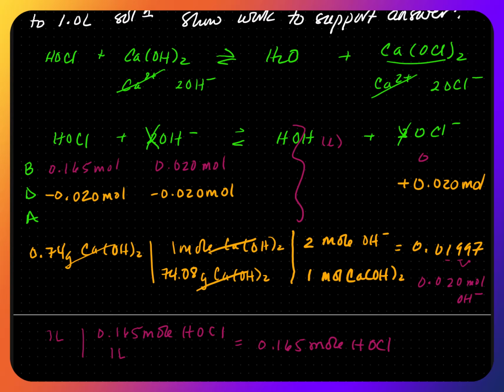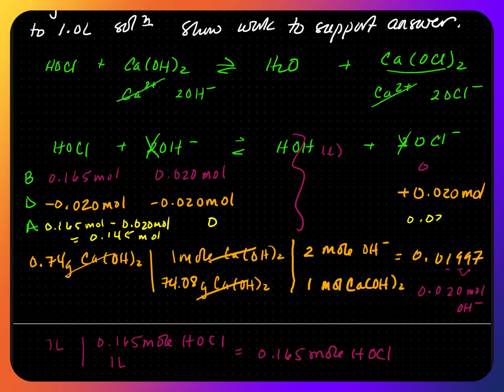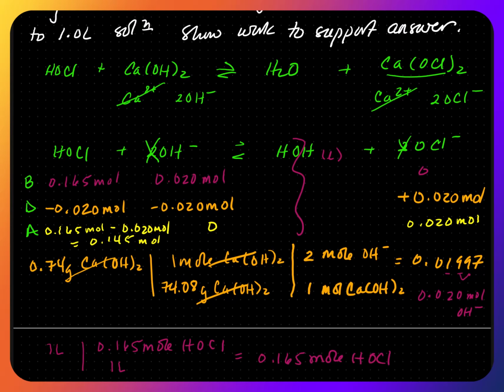So to find it after, I need to add B and delta, or change in. This is 0.165 moles minus 0.020 moles, which equals 0.145 moles. My base is completely used up, so I have 0, and my salt ion and my conjugate ion is 0.020 moles. So now I have the acid and its conjugate base present.